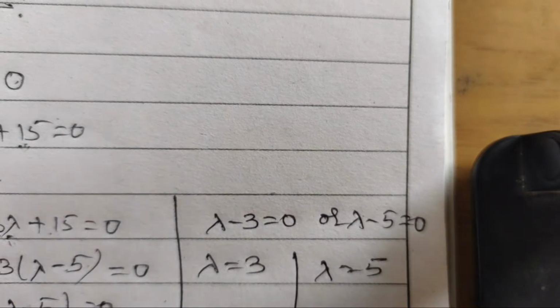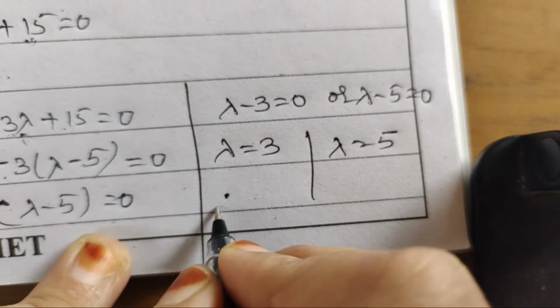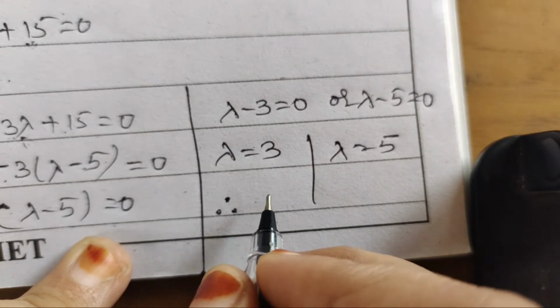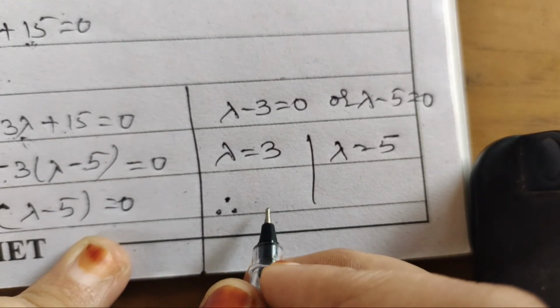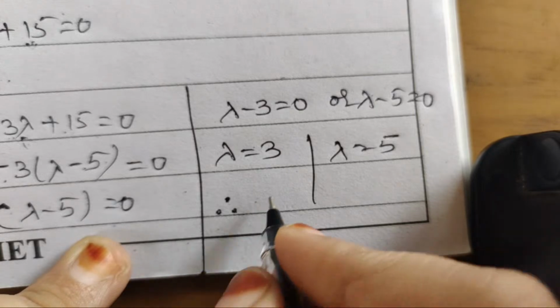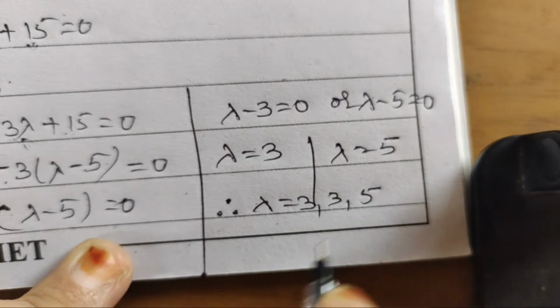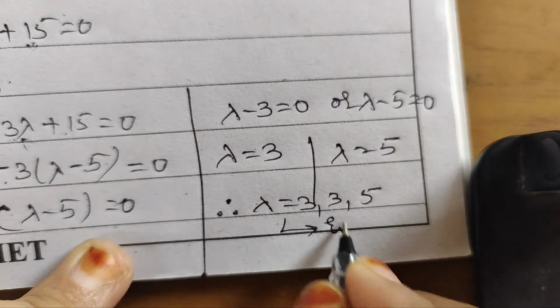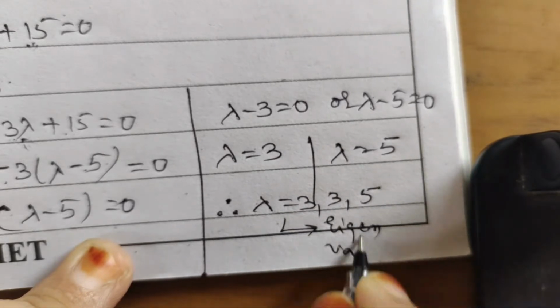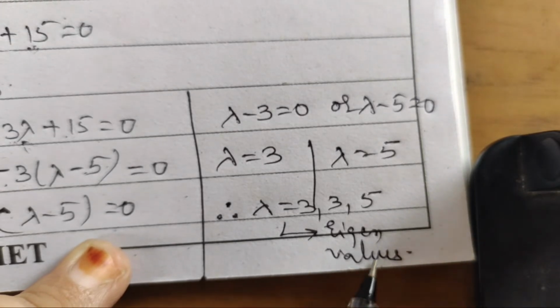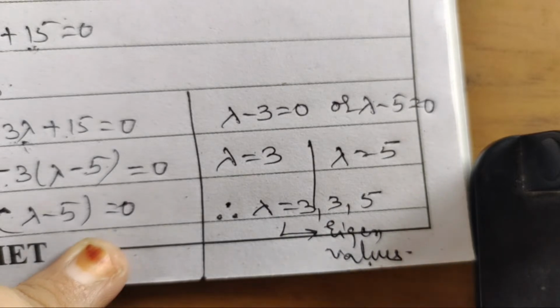So how many roots did I get here? I got 3 roots, because the order of the matrix is 3 by 3. So we are going to get 3 values as eigenvalues. So lambda equals 3, 3 and 5. These are known as eigenvalues. So the first step of the diagonalization is completed. We have found the eigenvalues. Now for these eigenvalues we have to find the eigenvectors.